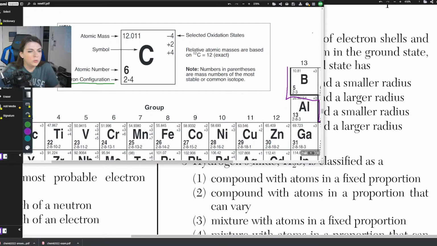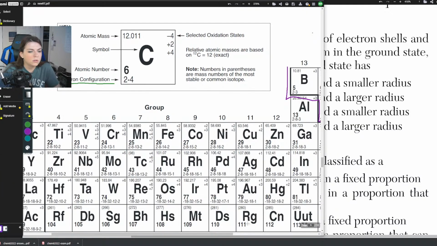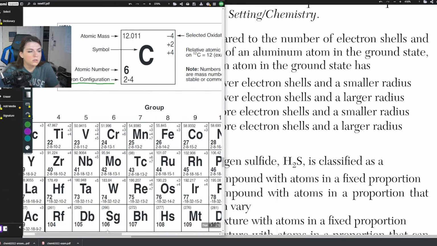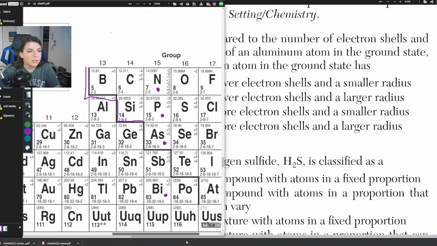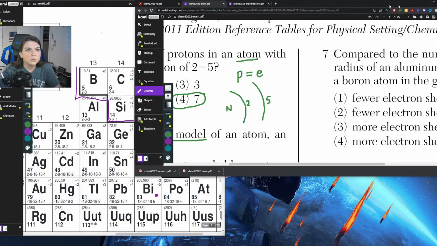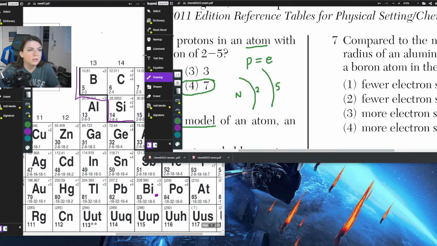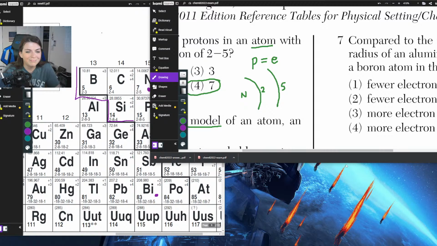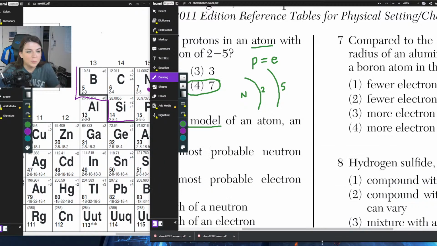We're comparing aluminum and boron. Sorry, this is not my computer. I'm borrowing my husband's computer, so I'm not super savvy here. I appreciate your patience.